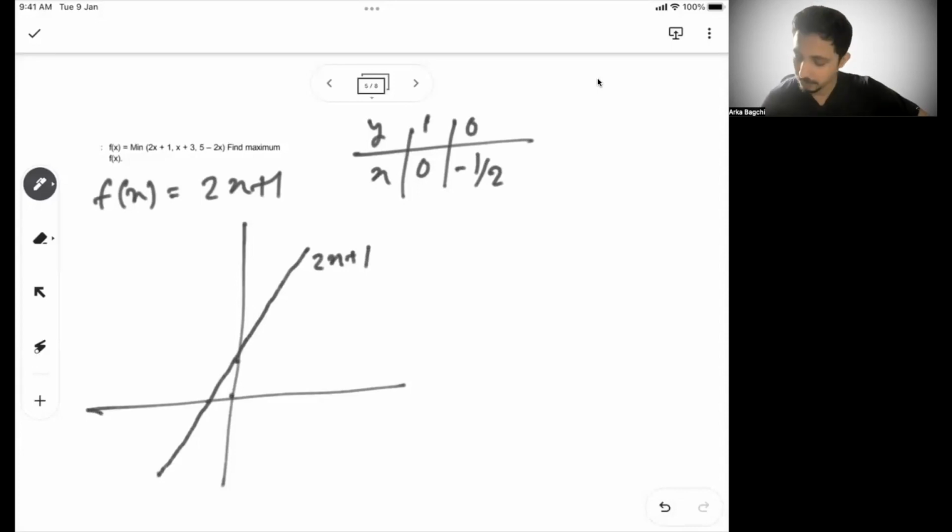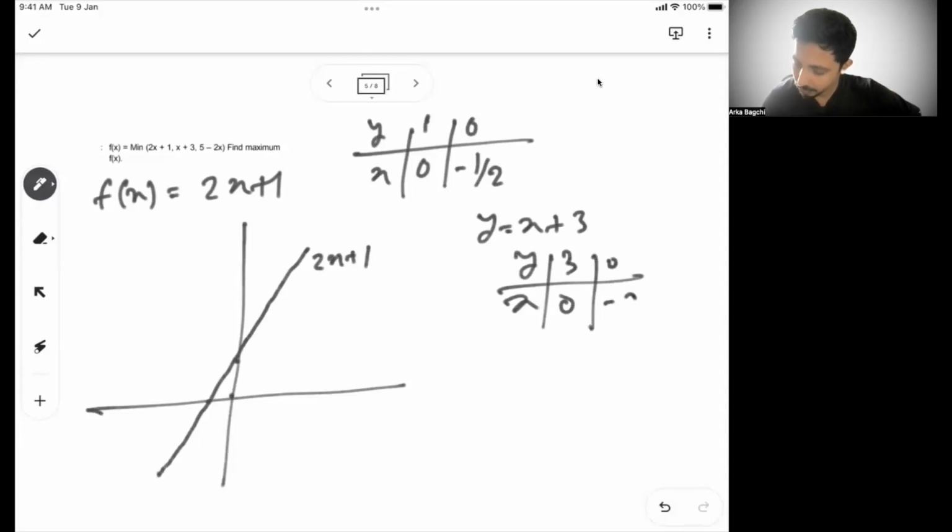Now the next one is y equal to x plus 3. In that case, if I put y and x, x is 0, y is 3, and y is 0, x is minus 3. So x is 0, y is 3. So this is 1 point. And when y is 0, x is minus 3. This is another point.